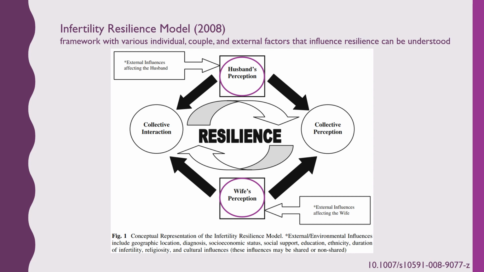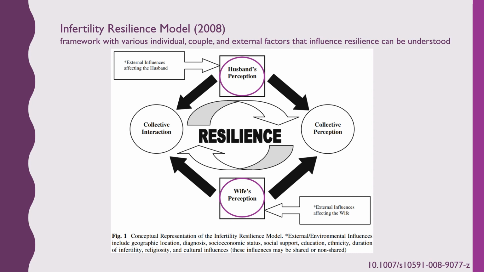And we can see that we have individual perceptions, we have collective perceptions, and we have external influences that affect the individual perceptions. And resilience occurs amongst these three fields, meaning that we have individual perceptions of how things are and work, and then we combine them when we are in a couple, and these are constrained by the external influences that we are exposed to.